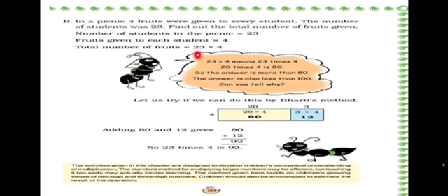So again over here we will use the method of partition. So 23 is 20 plus 3. So here we have written 20 and 3. Now 23 multiplied by 4 means 23 times 4. So 20 times 4 is 80. So 20 multiplied by 4 is 80.